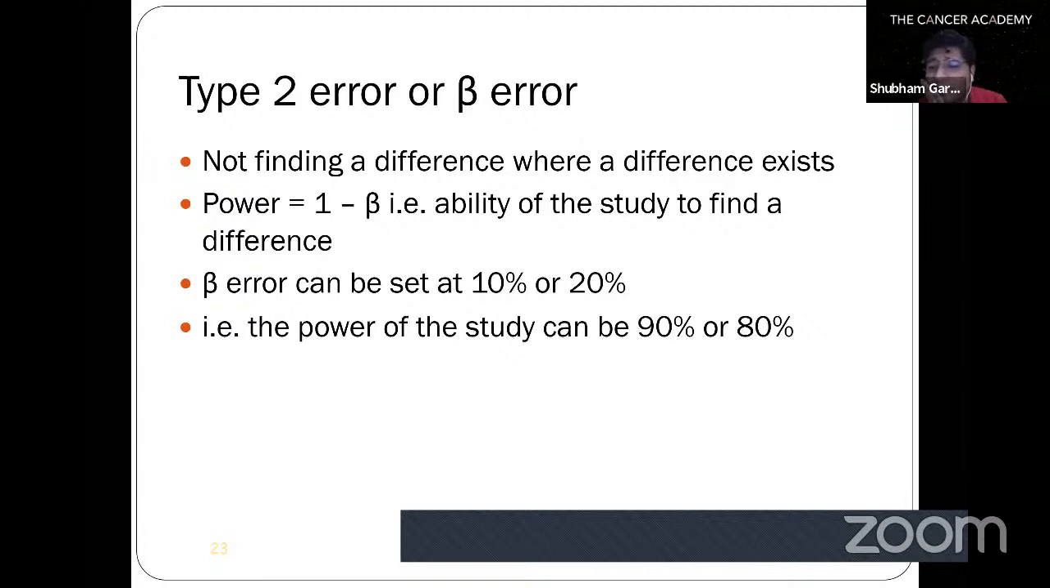Okay, I think that makes it clearer, ma'am. Dr. Manish is asking why most of the studies have a type 1 error set at 5% and power 80%.